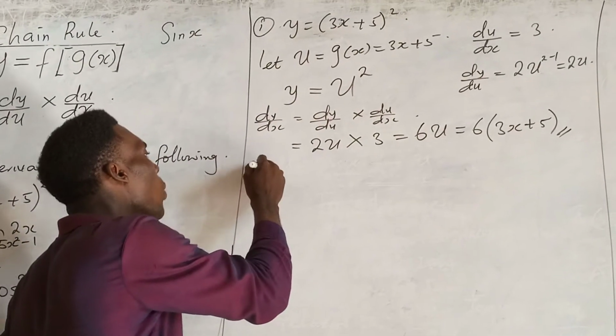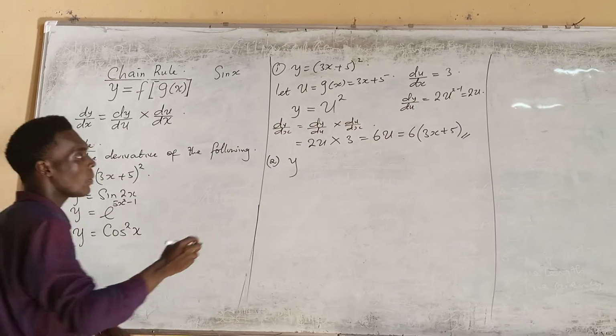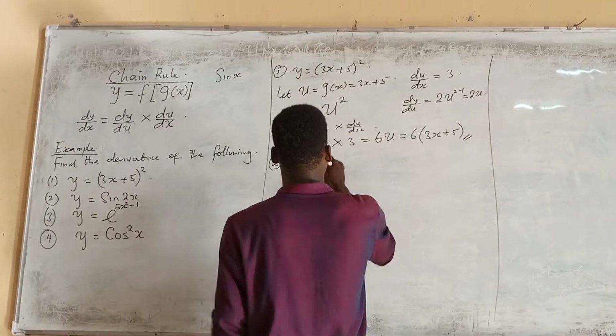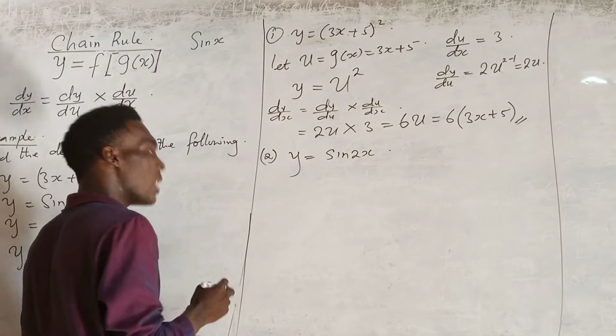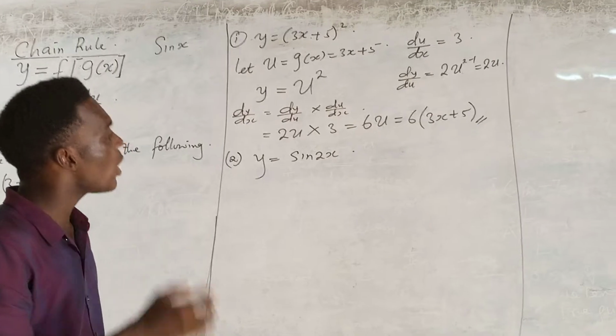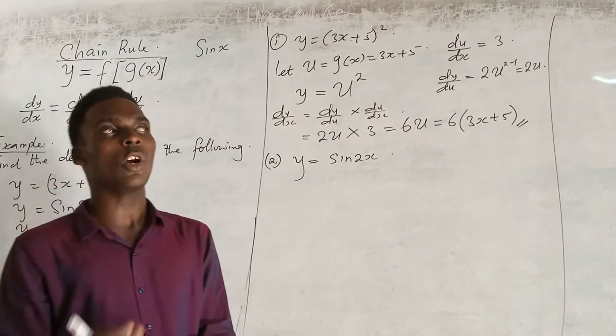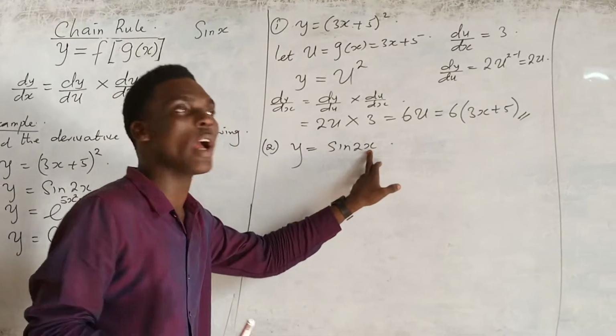The second one is y equals sine of 2x. The next thing we are going to do here is select our u. To select our u, I said our u is g of x. And what is our g of x here? Our g of x is this 2x.